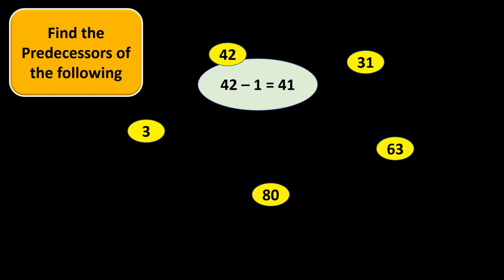We have 42 minus 1, that is 41. You can recheck your answers if you have solved already. Take away 1 from 42 and you get 41. Try to solve the next one, 31.